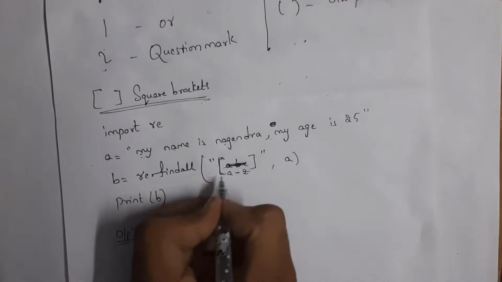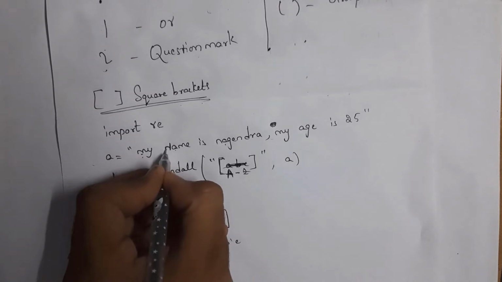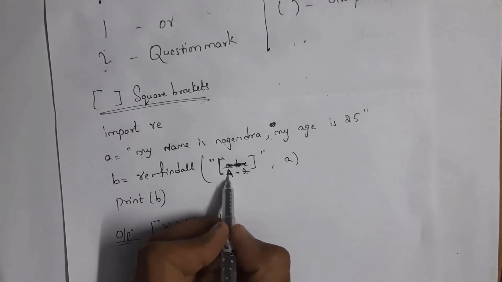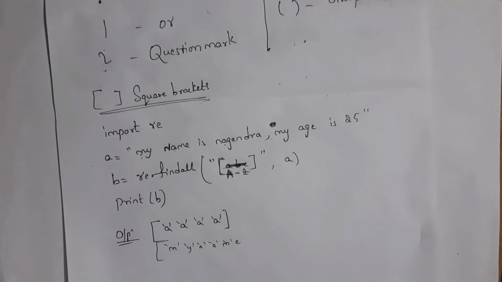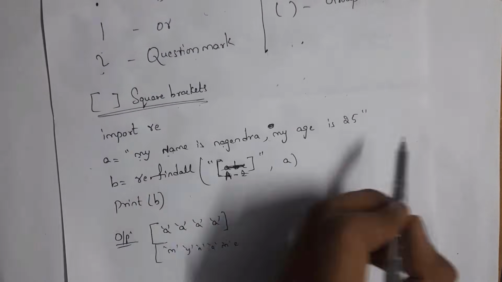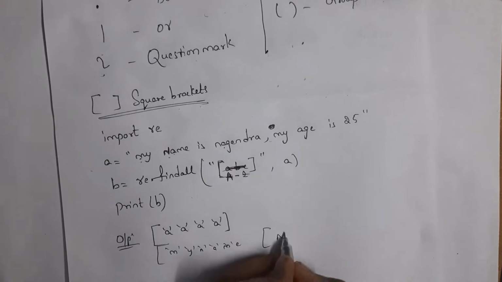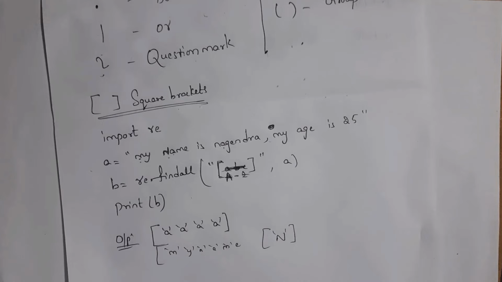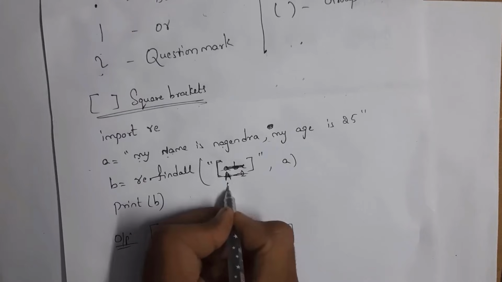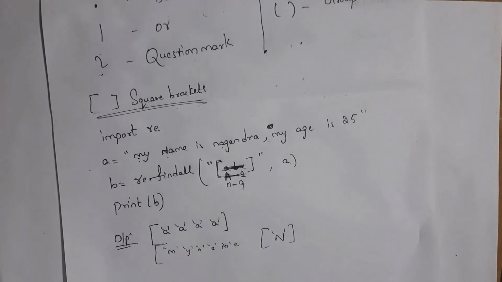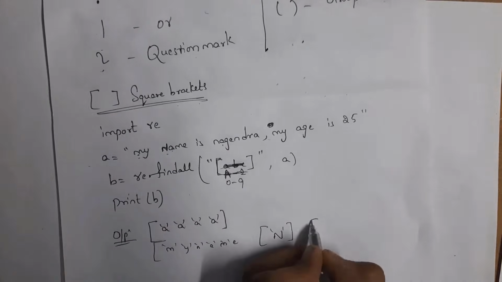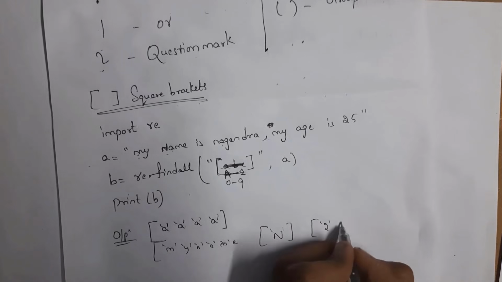And whenever you write capital A to Z, for my name is Nagendra, which starts with a capital letter, then re.findall of capital A to Z will print all capital letters available in this sentence. In this sentence, only this N is a capital letter. Remaining all are small letters, so it will print capital N in square brackets. This is my output. For example, in place of capital A to Z, if I write 0 to 9, then it will print numbers from 0 to 9. In this sentence there are two numbers, 2 and 5, so you will get output 2 in single quotation and 5 in single quotation.